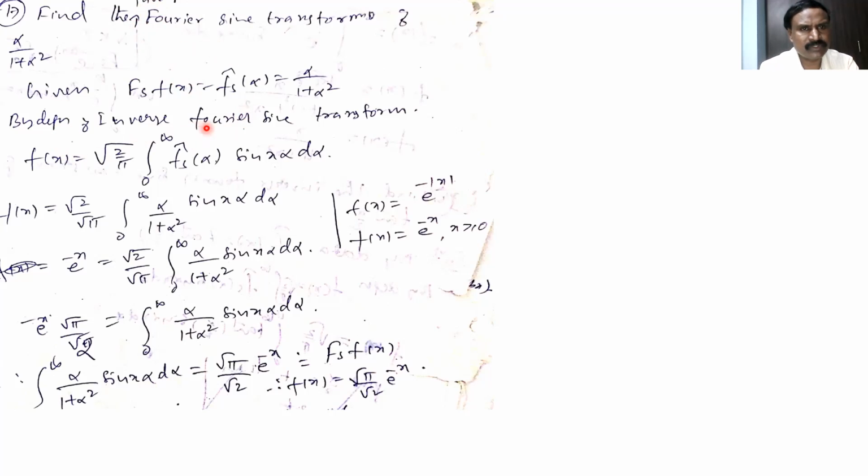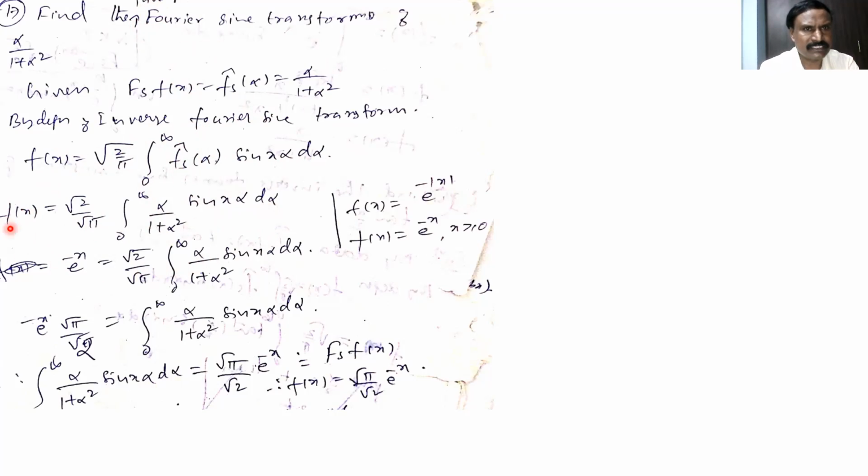By the definition of the inverse Fourier sine transformation, f(x) is equal to √(2/π) integral from 0 to ∞ of Fs(α) sin(αx) dα. Then as it is only Fs(α), you substitute here: α divided by 1 plus α², sin(αx) dα.